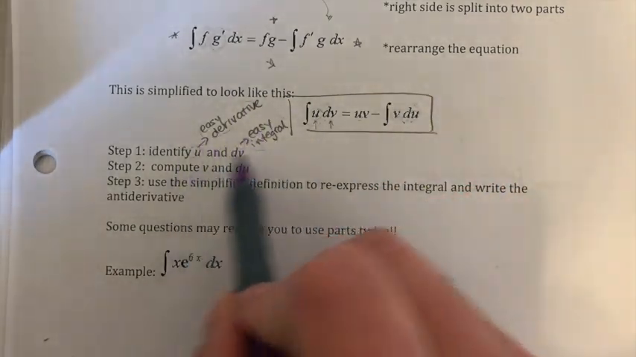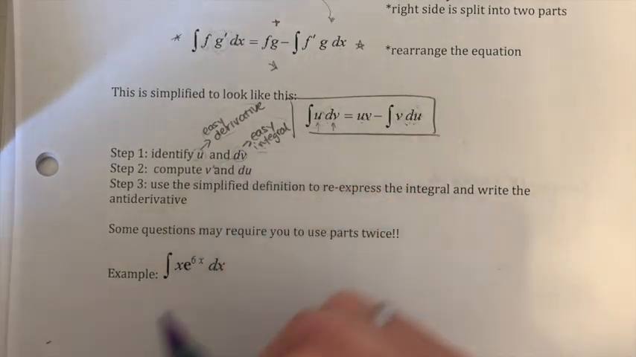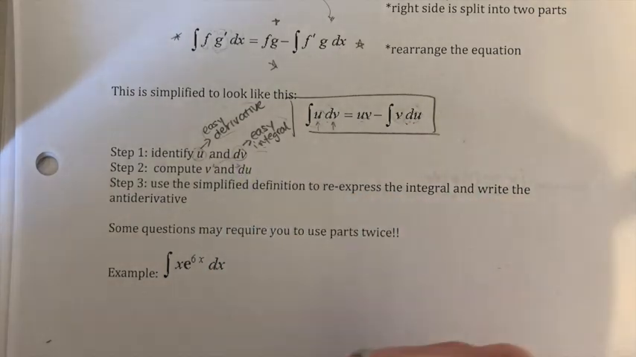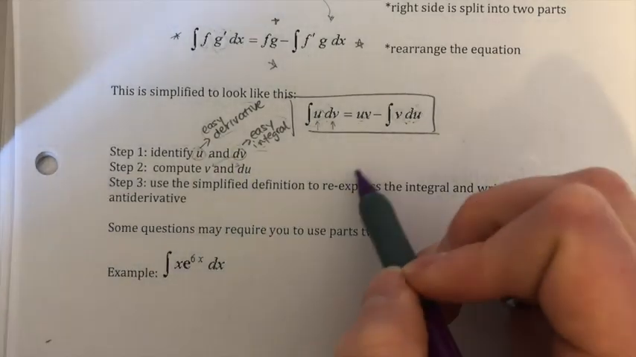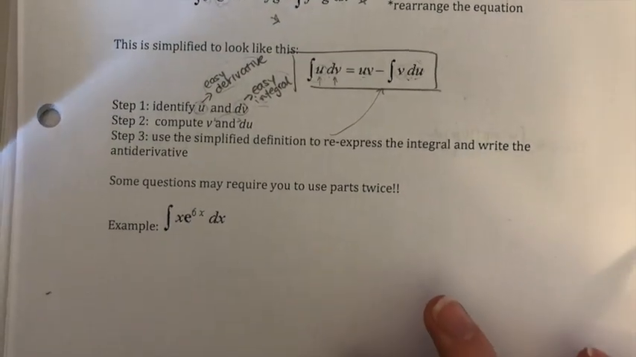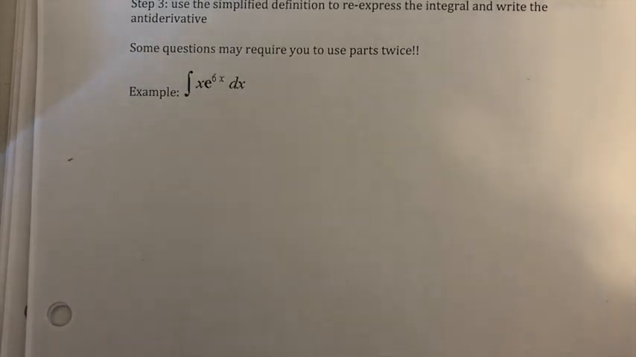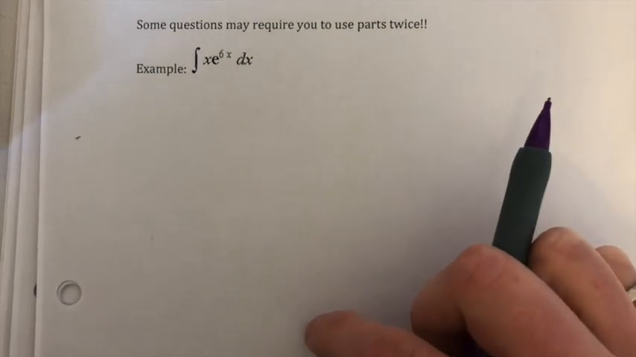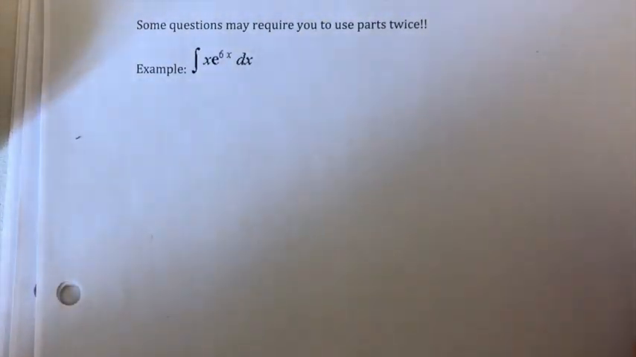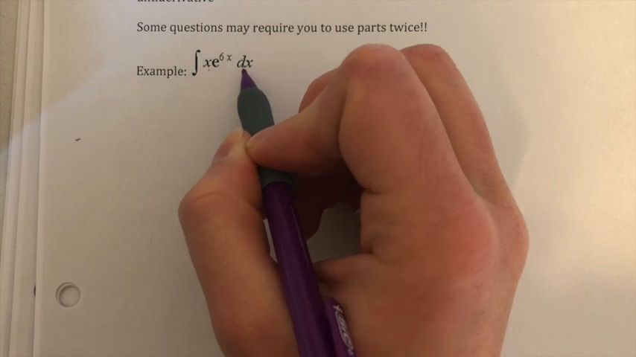Once we've figured out what needs to be what, then we're actually going to compute. We're going to take dv and do the integral, and take u and do the derivative. Then we're going to use the simplified definition, plug it in to re-express the integral, and write it as the antiderivative. This seems like a lot, but it does help us. Some questions may even require you to do it twice or three times, but we'll talk about a trick to make that easier later on. So, an example: we want the integral of x times e to the 6x dx.